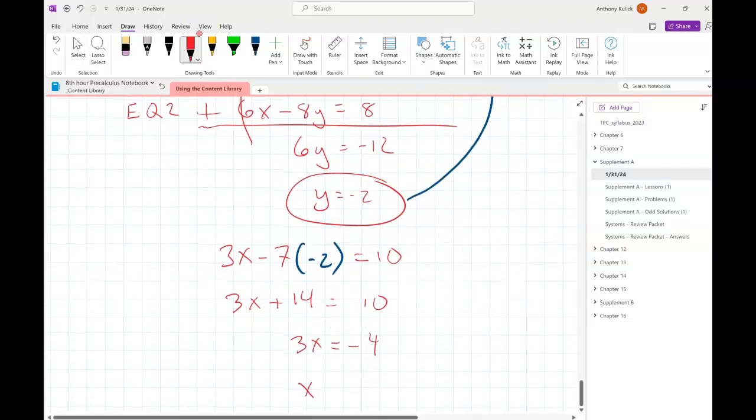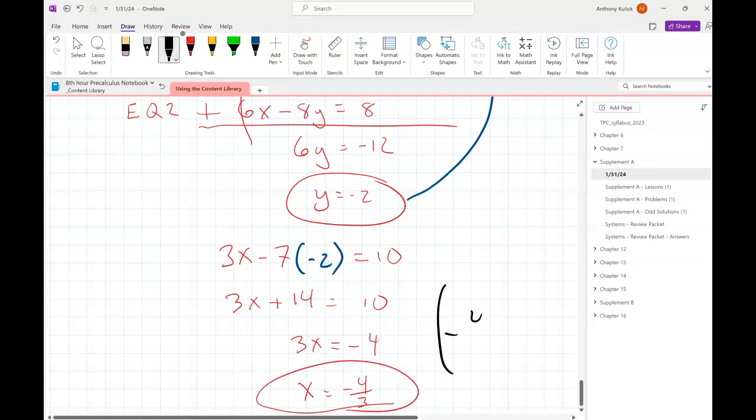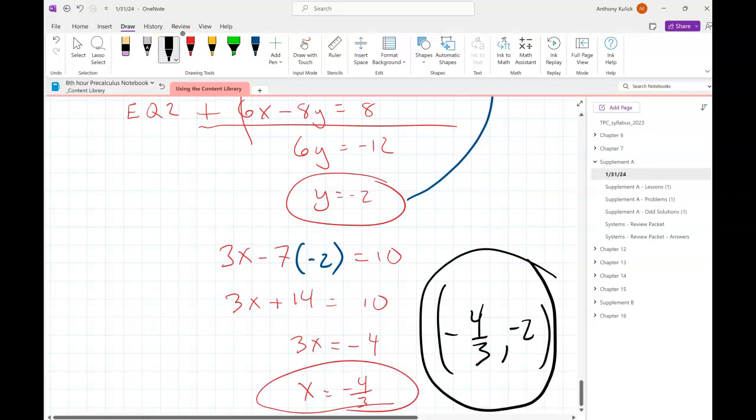And then I divide both sides by 3. I get -4/3. So my answer is -4/3, comma, -2. Boy, that looks like that would have been a pain in the butt to get by graphing, right?